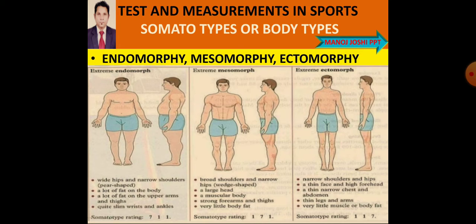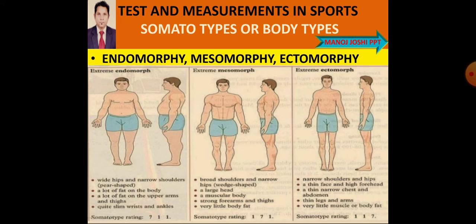First, the extreme endomorph. The body characteristics are wide hips and narrow shoulders, so this is known as a pear-shaped body. Endomorph is known as a pear-shaped body. The second characteristic is a lot of fat on the body. The third characteristic is a lot of fat on the upper arms and thighs, with quite slim wrists and ankles.